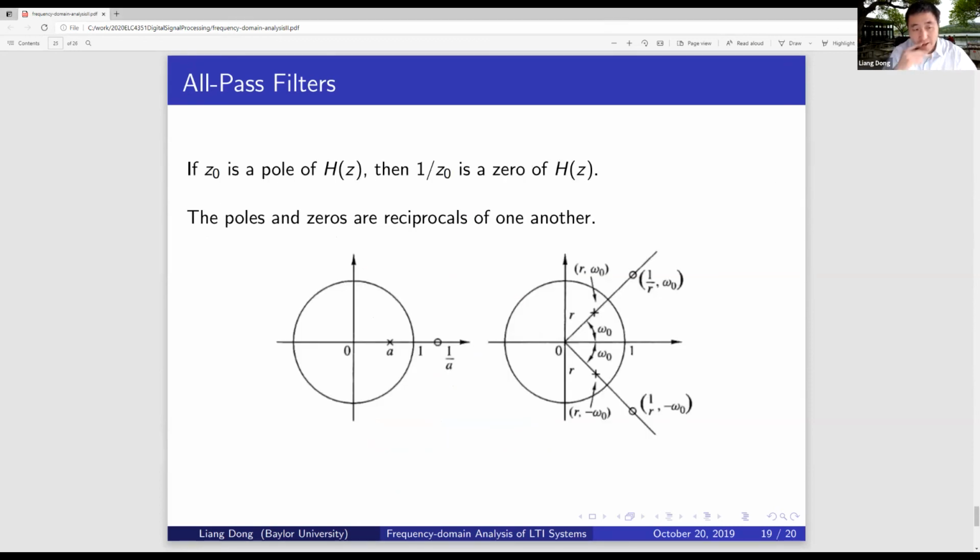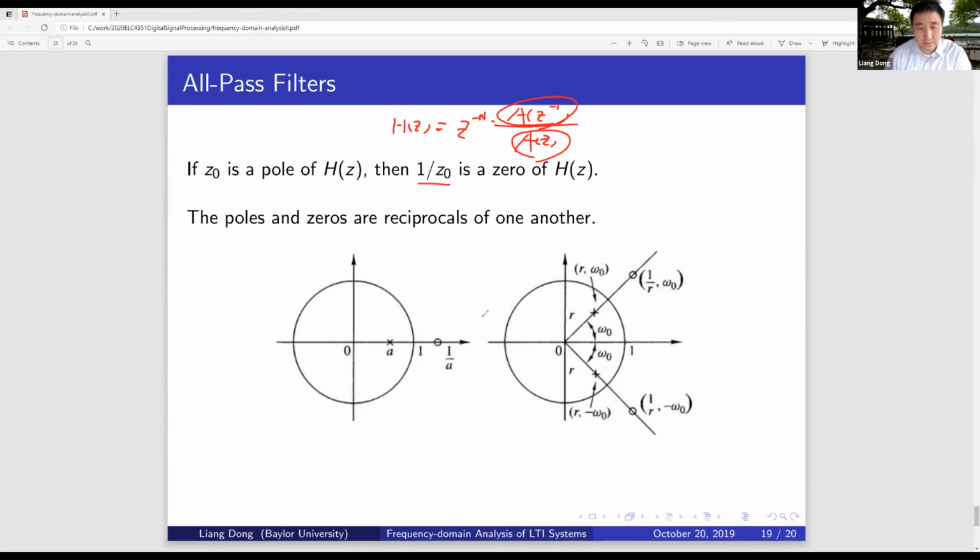For an all-pass filter, if z naught is a pole of H(z), then 1 over z naught is a zero of H(z). This comes directly from my previous discussion, where H(z) has a form of A over A. If you have a pole, where this term is equal to 0, then of course you got the 1 over this pole, the inverse of that pole. It can satisfy the polynomial on the numerator, making this also equal to 0. Therefore, 1 over z naught is a zero of H(z).